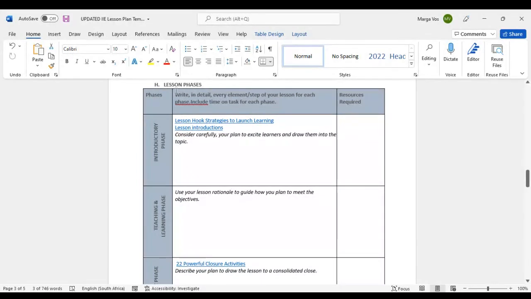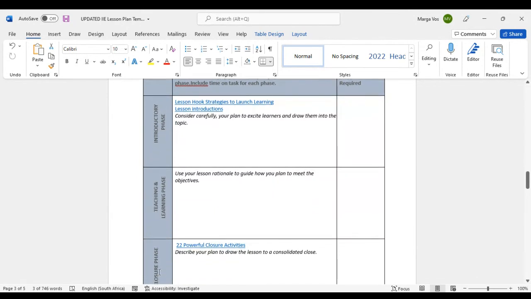Lesson phases. So this is part B of your rubric, section H, where you have your intro, your teaching and learning phase, and your closure phase. In your teaching and learning phase, very important, you need to show how you are going to teach the new concepts, what you are going to do as the teacher, how you are going to scaffold the concepts, what the learners are going to do, how they are going to be actively involved in the lesson, what they are going to do during the class activities in their different differentiation groups.